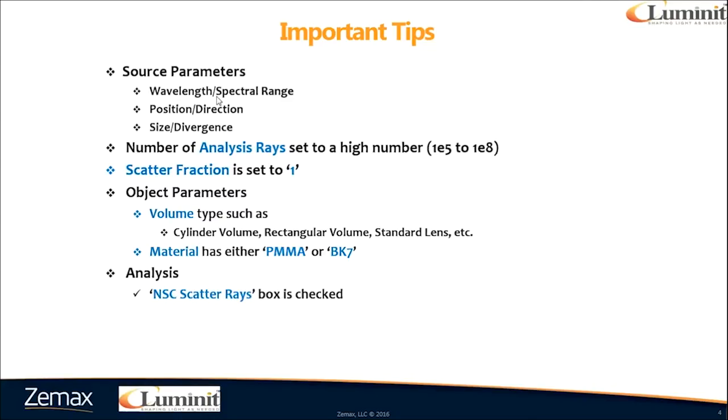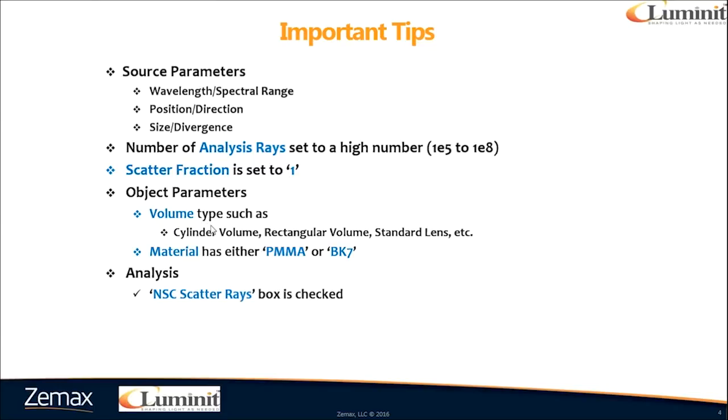Here are some important tips to remember. You have to make sure you have the correct source parameters for your system. Next, make sure you have a high number of rays to get good statistics of the spread, from about 10,000 to 100 million depending upon your patience. Make sure that your scatter fraction is set to 1.